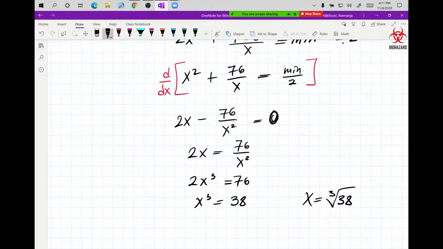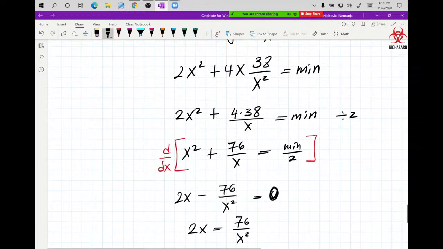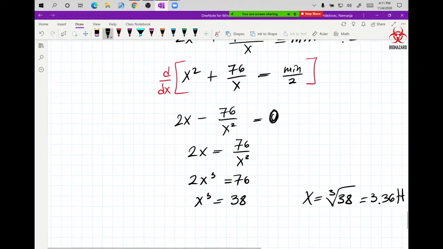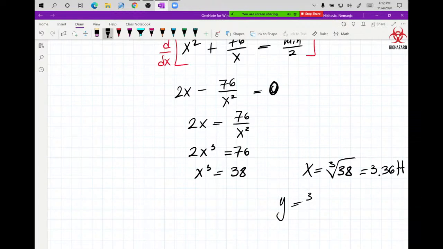I'm going to calculate this. So math, cube root of 38 is 3.36. I think we use feet, right? So 3.36 feet. And now you take that number and bring it all the way back into y. So y is 38 divided by 3.36, and that's going to be the height for your box.